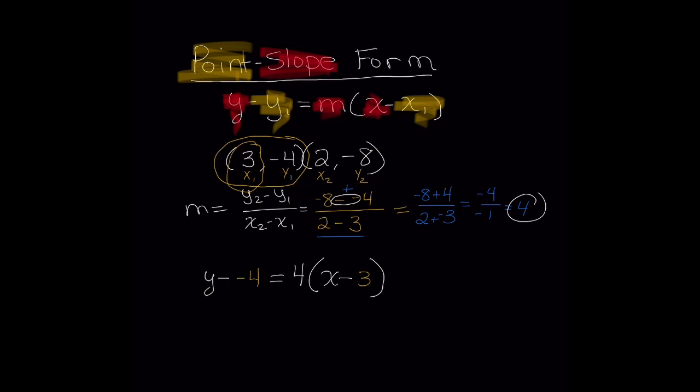And that's really it. You could simplify over here because you have those two negatives, so this really could simplify to y plus 4 equals 4x minus 3. And that's really all there is to point slope form.